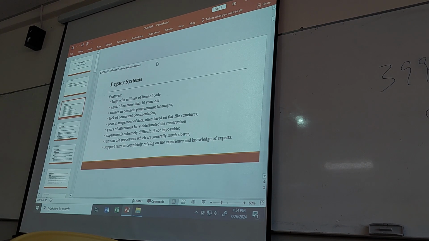Large, with millions of lines of code, aging more than 10 years. But I guess now more than 5 years is already obsolete technology. Then, written in an obsolete language. What kind of language is already obsolete? Can anyone give me one example? I'll give you two already. Fortran is still being used. COBOL is still being used until now.